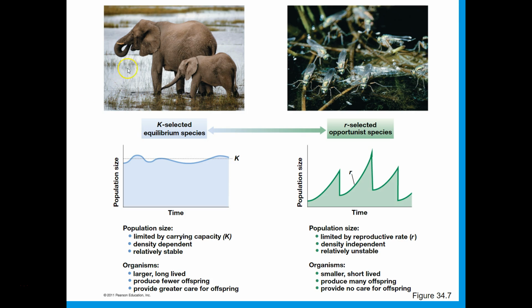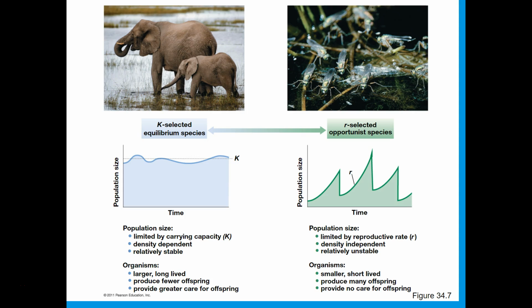So here are elephants, which I was just talking about. Their numbers stay right around the carrying capacity. They are relatively stable in their population size. They are larger, and they provide more parental care. Here you have flies, and you can see their population spike and then die off, and then spike and then die off. These are only really limited by their reproductive rate. They have unstable population size. Their population size is not density dependent.